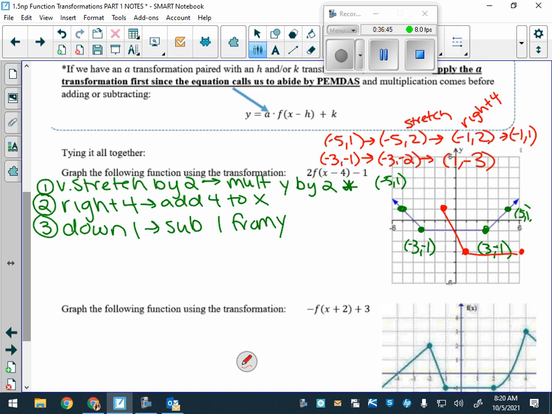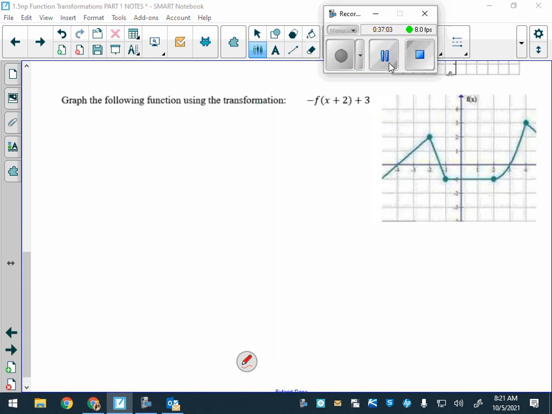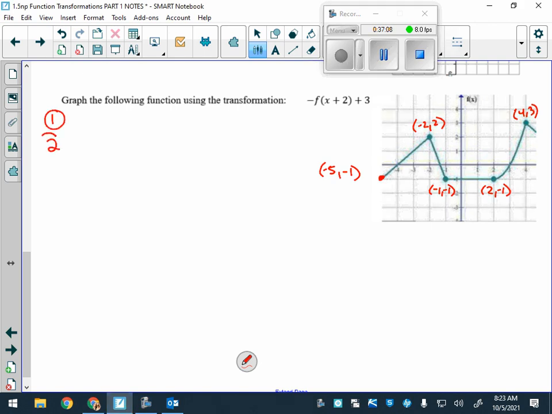All right? So I want you to try the next one on your own. Describe what transformations are happening. Okay? Then move those points. I'll put the points on so you guys could see it. I know the picture is not really clear. Okay. We're going to go through what transformations are happening first.